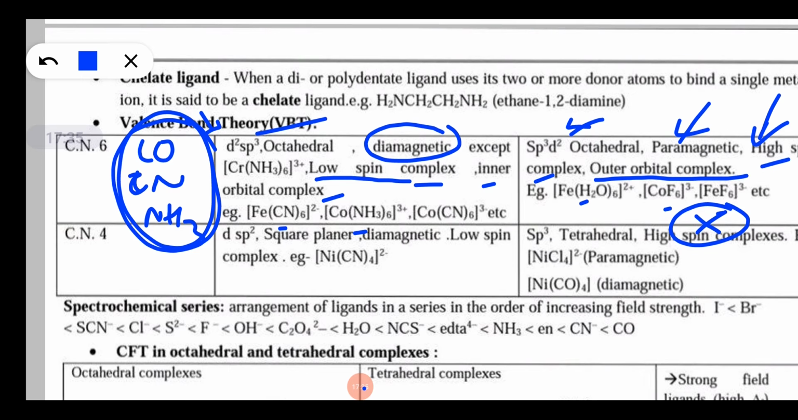So these are the points that you have to have a look on, the type of ligand. Halogen, weak field ligand, outer orbital complex. CO, CN, ammonia, strong field ligand, inner orbital complex.